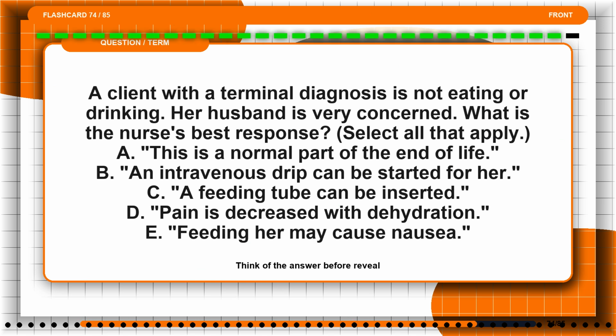Flashcard 74. A client with a terminal diagnosis is not eating or drinking. Her husband is very concerned. What is the nurse's best response? Select all that apply. A. This is a normal part of the end of life. B. An intravenous drip can be started for her. C. A feeding tube can be inserted. D. Pain is decreased with dehydration. E. Feeding her may cause nausea. Think of the answer before the reveal.